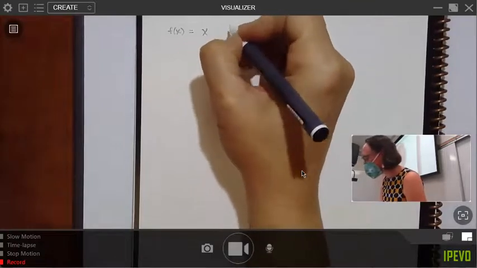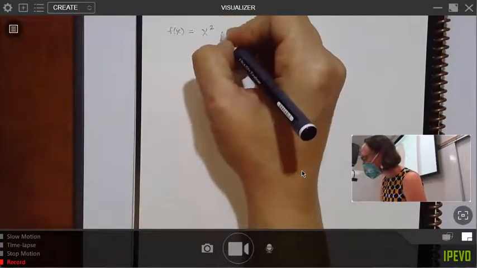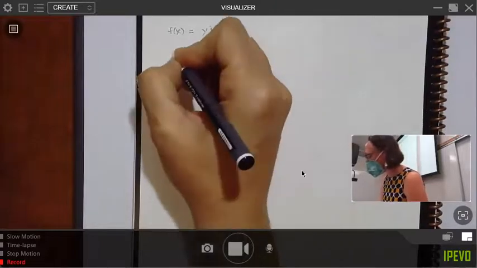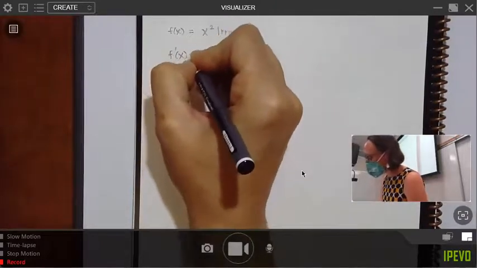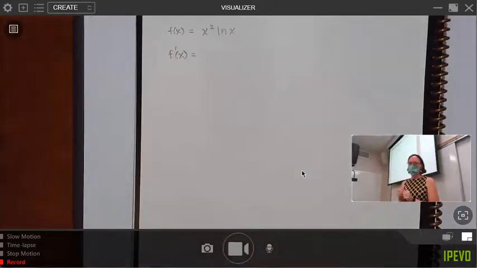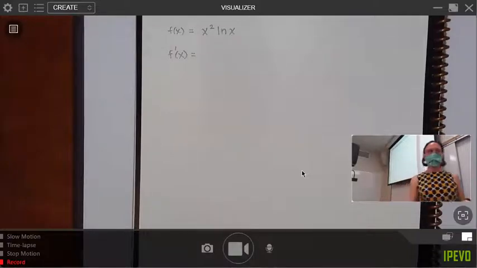So let's say I've got x squared natural log of x. Do you want to practice product rule on your own? Okay, I'll give you a minute to try it on your own.